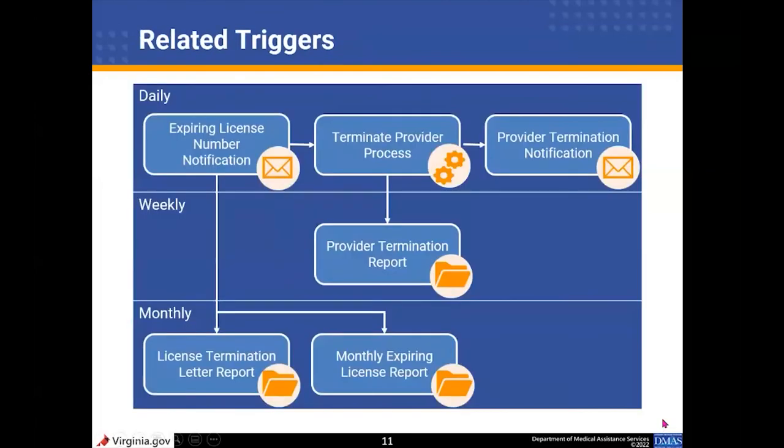Some scheduled processes use the same data sets and can trigger other events to occur. For example, if a provider's license number expires, an expiring license number notification is sent to the provider as part of a daily scheduled process. The expiration also triggers this information to be included in the monthly license termination letter report and the monthly expiring license report.